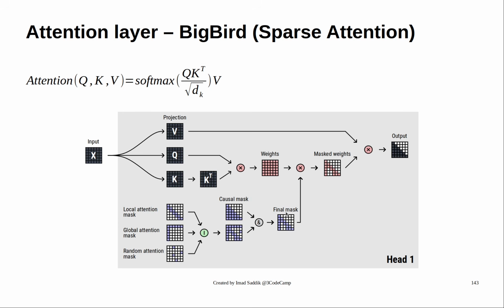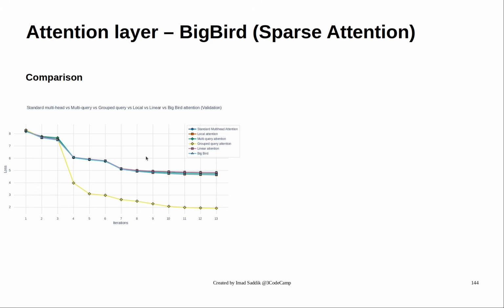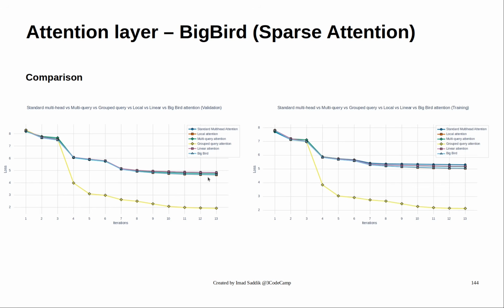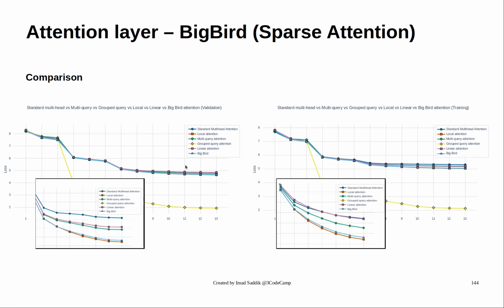And now we take the final mask, we multiply it with the weights matrix. That gives us the masked tensor that we can then multiply with V in order to get the attention weights. Now let's compare sparse attention to the previous methods. Here are the two graphs. Again, because the curves are close to each other, I'm going to zoom a little bit. Big Bird is this light blue color. And as you can see, it performed good. The performance of sparse attention is good, so it's close to local attention in both training and validation.